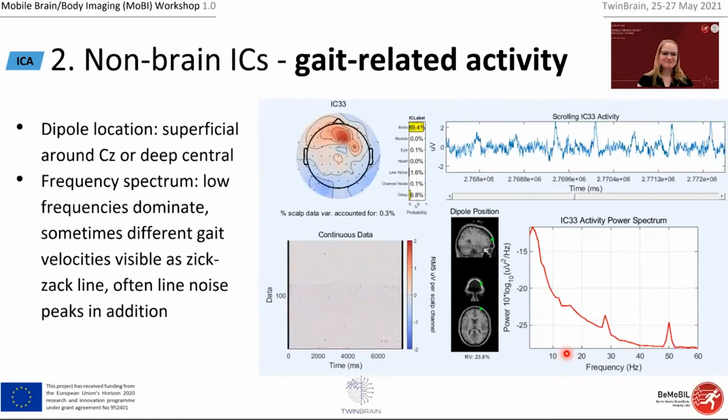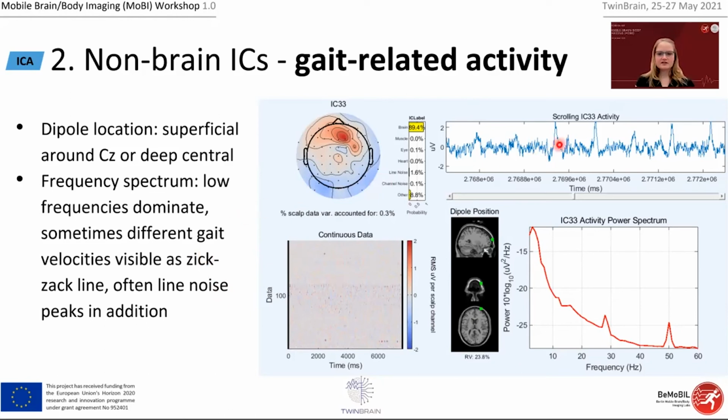And for the frequency spectrum, you can see a peak for the low frequencies again, as well as, sometimes, a zigzag pattern, which I assume is due to different gait speed. But for this data set, it's not that clear, because maybe the participants were walking at a more or less steady velocity during this task.